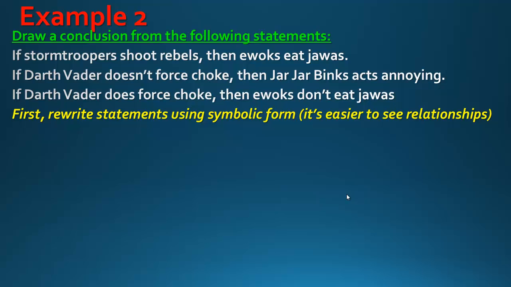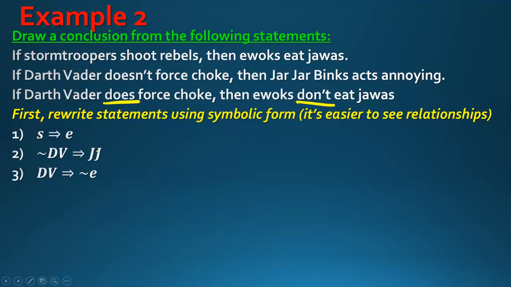Just to make our lives easier, because they're all set up as if-then statements, we're going to abbreviate and use just one or two letters. The first one is if S, then E, for stormtroopers, then Ewoks. The second one is doesn't, or you could read that as does not, so we say DV, the negation of that. So not DV, then JJ. And if it does, that is DV, a positive statement, then, okay, that's a negative statement, then not E. So that's the way it reads right now.